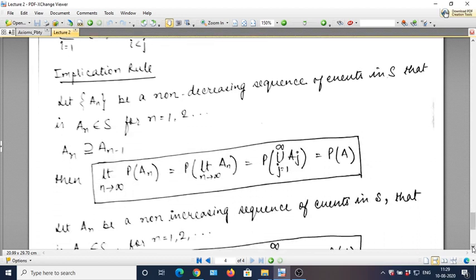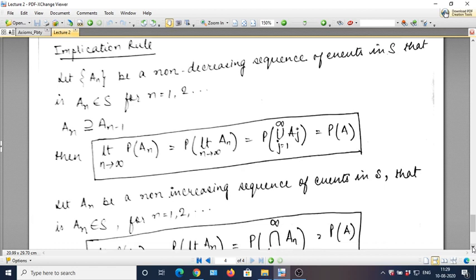there is one more rule called the implication rule. Let us consider a sequence of sets A1, A2, A3 and so on. They are a sequence of non-decreasing events, in the sense that An is a superset of An minus 1. That is, in other words, A1, A2, A3 are such that An minus 1 is always a subset of An.